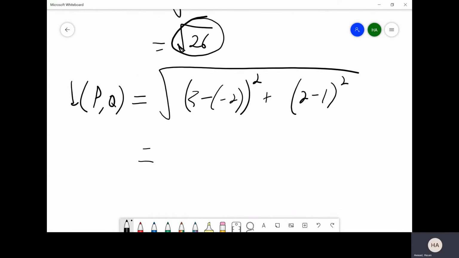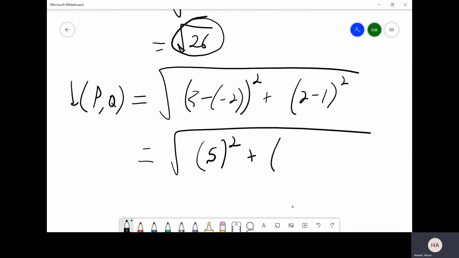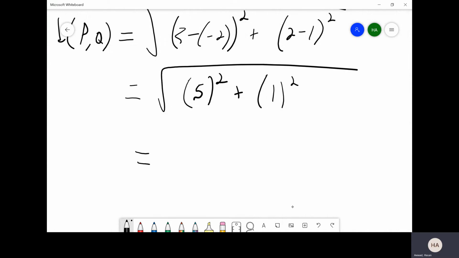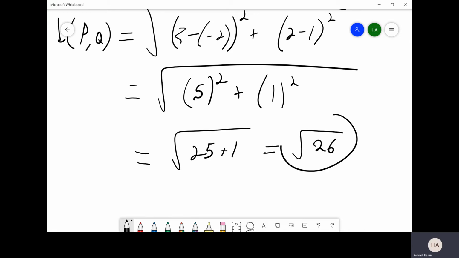Okay, so doing our calculations, we got the square root of, 3 minus a -2 is the same thing as 3 plus 2. So we get 3 plus 2, which is 5 squared, plus 2 minus 1 is just 1 squared. And we realize that this is, of course, going to give us the same exact thing as when we had a -5 and a -1 being squared. So we get the square root of 25 plus 1, which is the square root of 26. We arrive at the same exact answer.